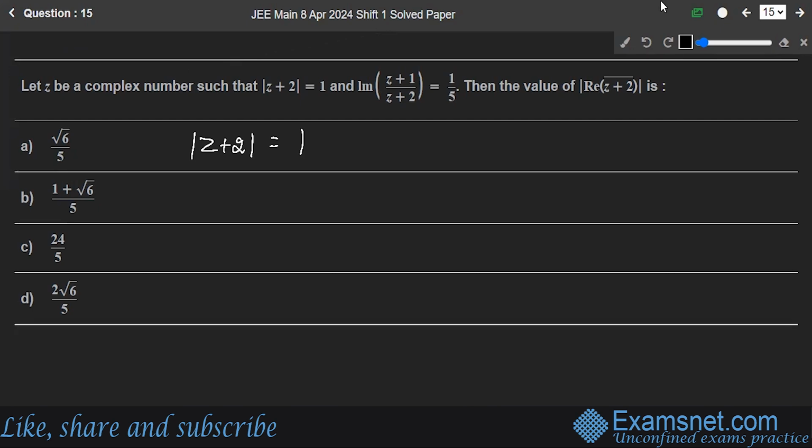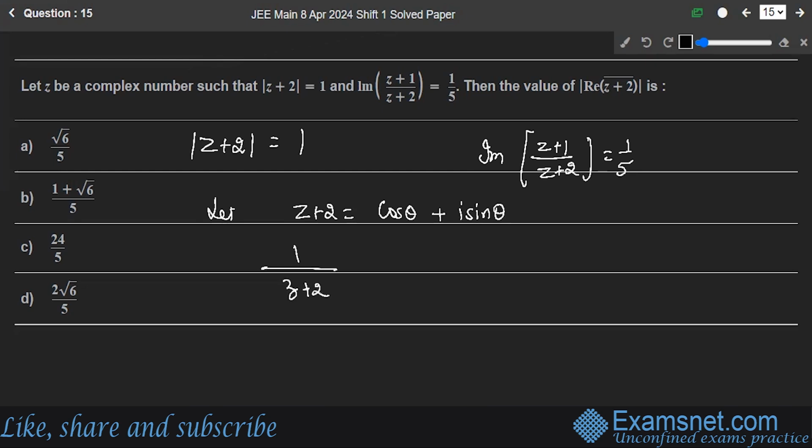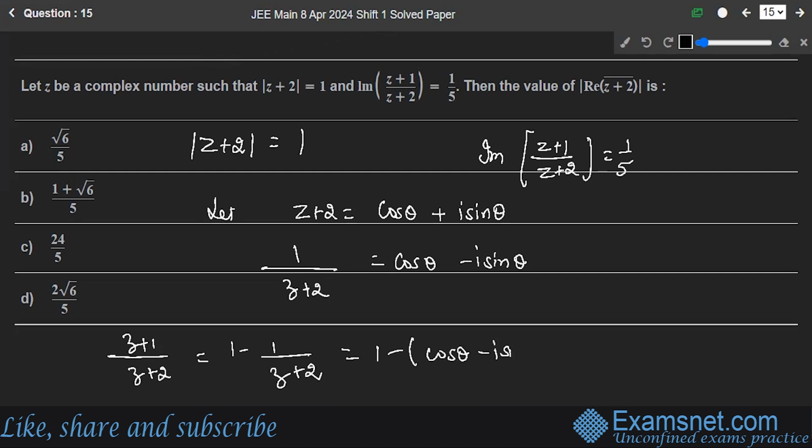Imaginary part of Z plus 1 upon Z plus 2 is equal to 1 by 5. Let's say Z plus 2 is equal to cos theta plus iota sine theta. So 1 upon Z plus 2 will be given by cos theta minus iota sine theta, right? So Z plus 1 upon Z plus 2 can be written like this, right? So this will be 1 minus cos theta plus iota sine theta, right?